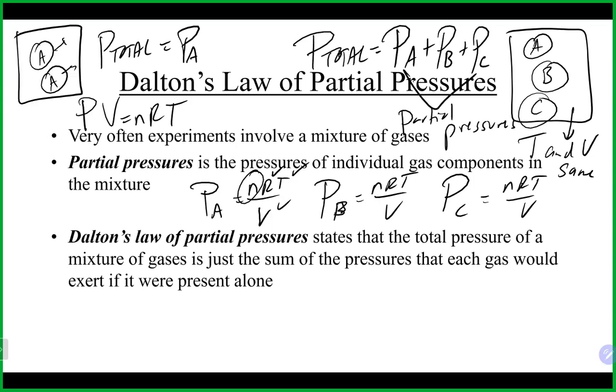If you have three, you do it 3 times. If you have 4, you do it 4 times. At the end, you'll get the pressure for all of them. All you have to do is add them together, and you'll have the total pressure of that mixture of gases. Any questions on that there?